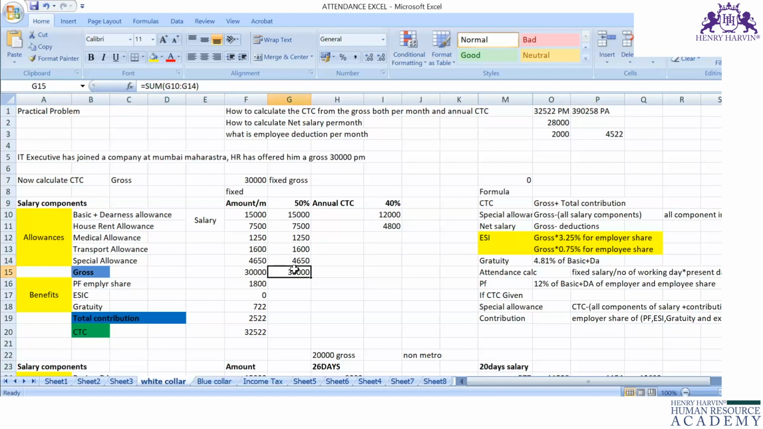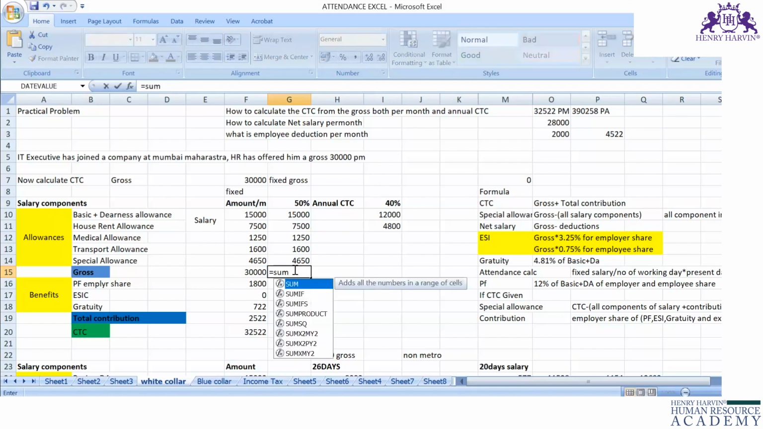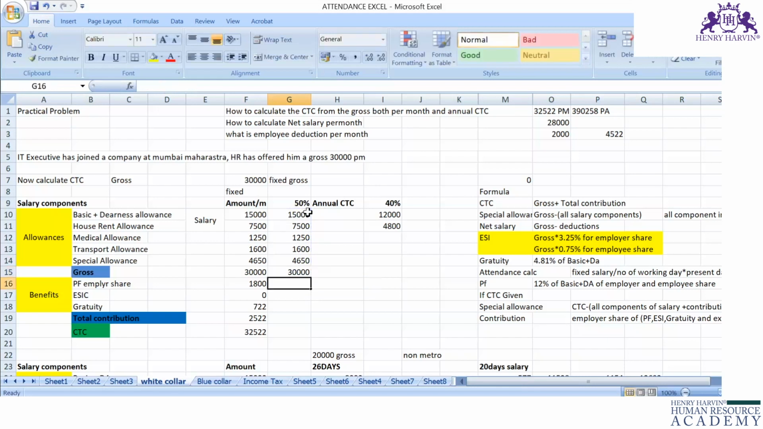So to find whether your split up is right or wrong, you have to sum up all the salary components. If you get the gross salary, then your answer is right. If you don't get the gross salary, somewhere you made a mistake. So to verify that, you can sum up all the salary components to get the gross.